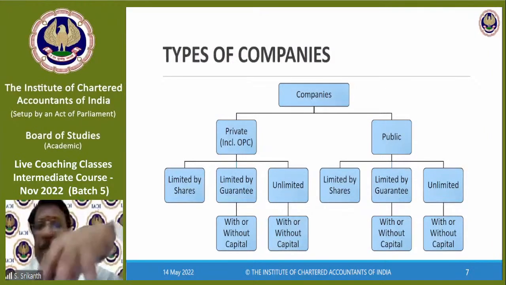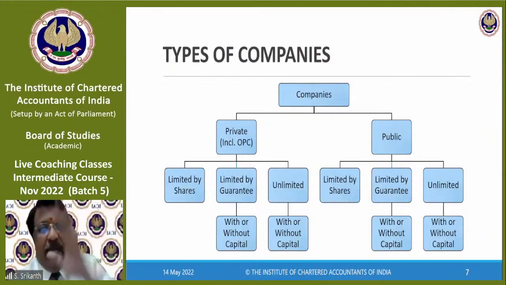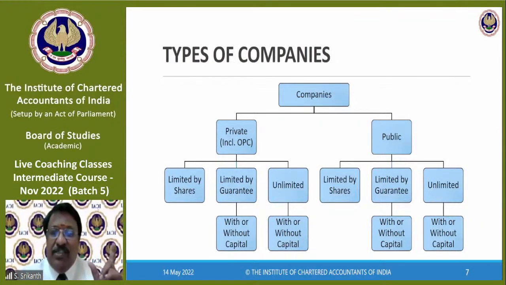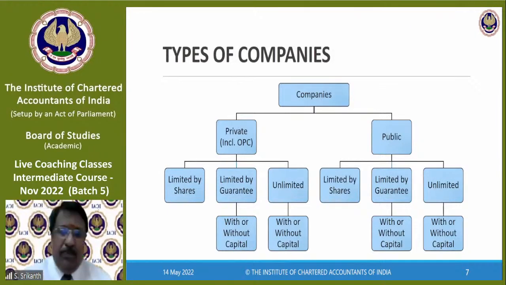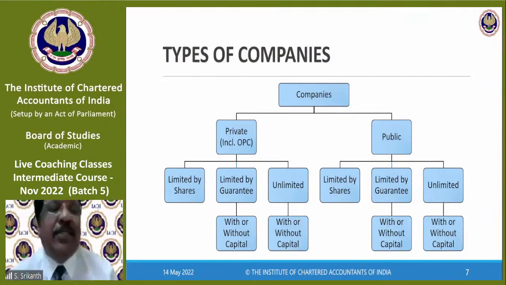Then you have a public company. I shall presume that you already studied it in definitions. The words private and public are defined in the definitions. Private company, public company, etc. A public company is one which is not a private company, because a private company is defined as you know. Again, both private or public, even an OPC, may be limited by shares or limited by guarantee or unlimited. What do you mean by limited by shares?